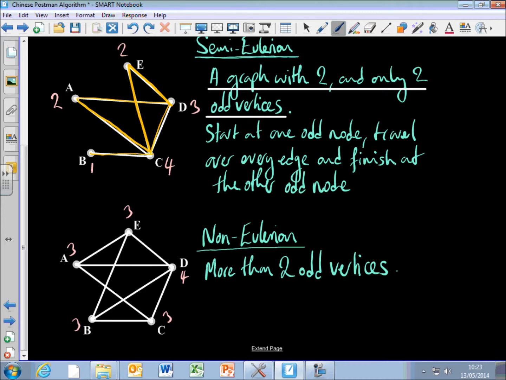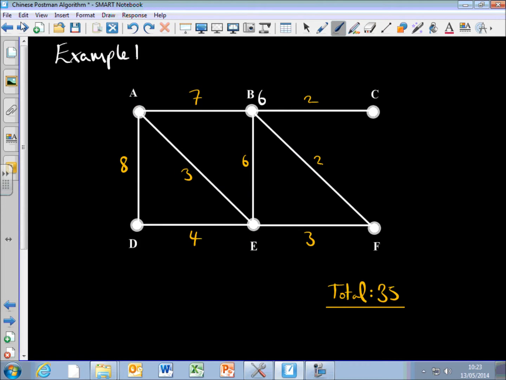Okay, so what we're going to do now is some examples of some questions and how we use those definitions to help us answer or find the best routes through the networks. So here I've got example 1, and I've got some nodes here, and the yellow numbers are the edges. They could be the distances or the times it takes to get around or something like that. And usually with these sorts of questions, it tells you the total. So if I add up 3, add 2, add 6, add 2, add 7, I should get 35.